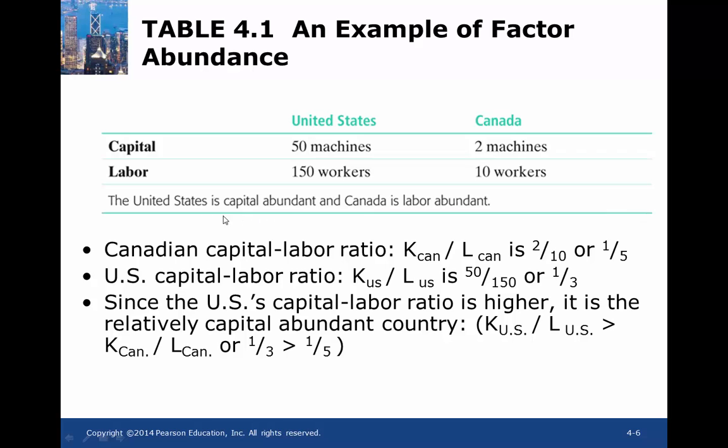The United States is capital abundant and Canada is labor abundant. How come you say that? Look at the capital labor ratio. The Canadian capital labor ratio is 2/10 or 1/5. The US capital labor ratio is 50/150 or 1/3. Since the US capital labor ratio is higher, it is the relatively capital abundant country.